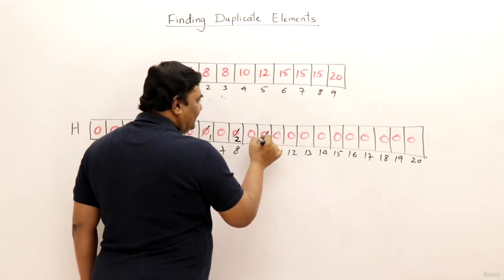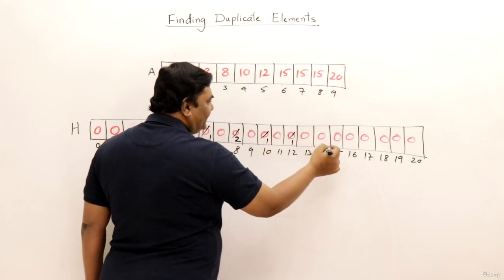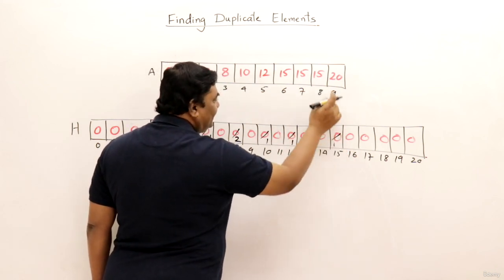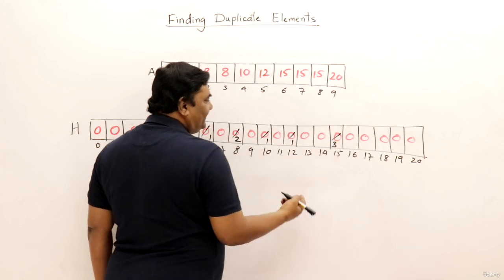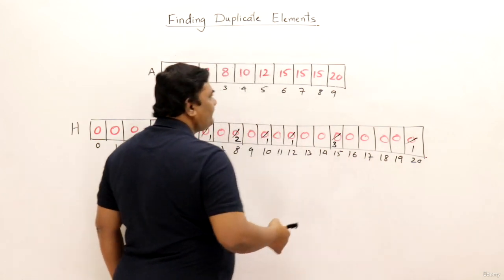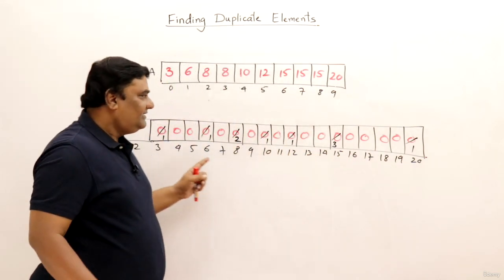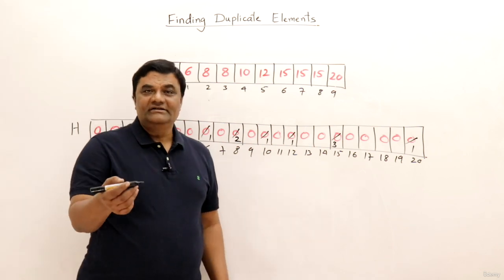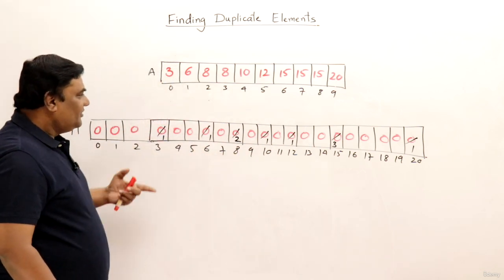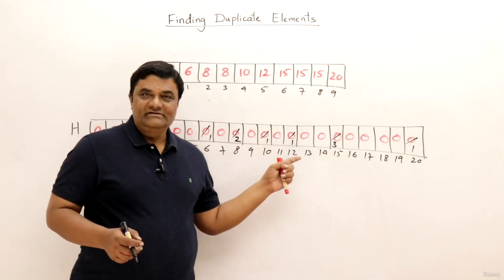Then 10, increment this one. Then 12, increment this one. 15, increment. Again 15, so make it 2. Again 15, so make it 3. So finally I wrote 3. Then 20, make it 1, increment it. So we scan through this array of n elements once and mark these or increment the count, right? Now in the hash table you can find which element is appearing how many times. So here we got the results.